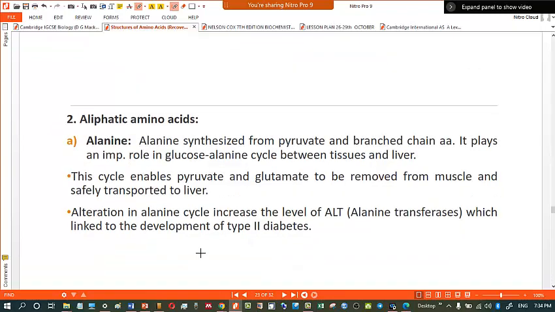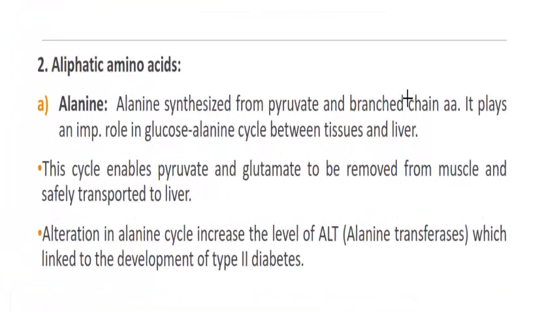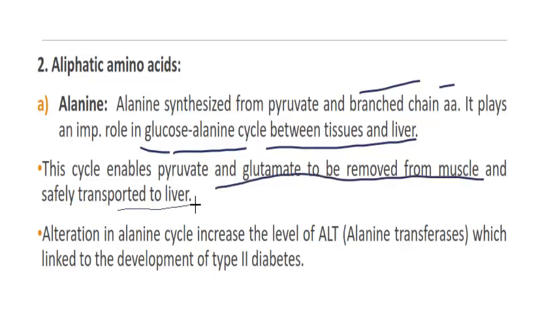Also, alanine is the precursor of branched chain amino acids. And it plays a very important role in the glucose-alanine cycle. Many times this cycle is asked. What is the glucose-alanine cycle between tissue and liver? We will discuss it when we cover the metabolism part. This cycle enables pyruvate and glutamate to be removed from muscle and safely transported to the liver for further metabolism.